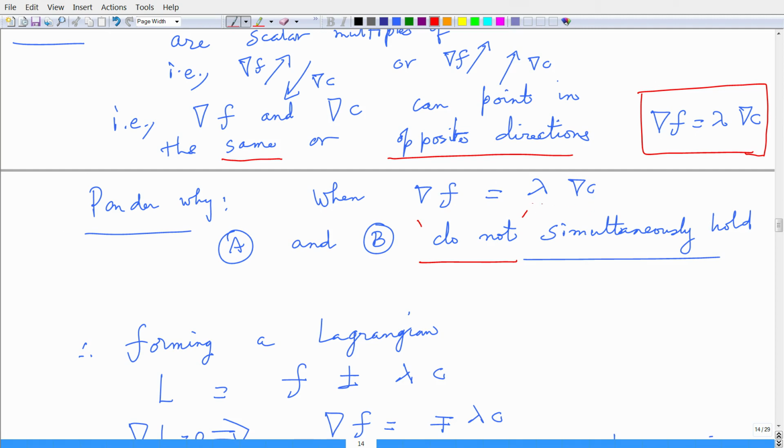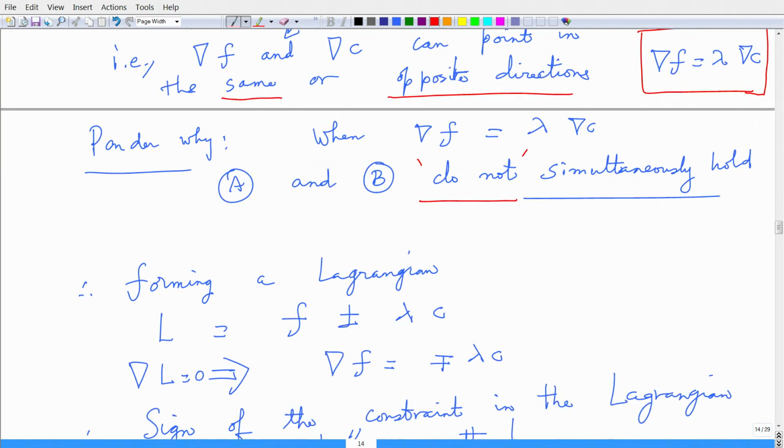So you just plug this in: instead of del F, replace it by lambda del C, and proceed. When you plug it into equation A and inequality B, you can infer that they do not simultaneously hold.